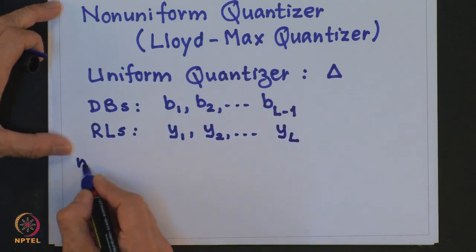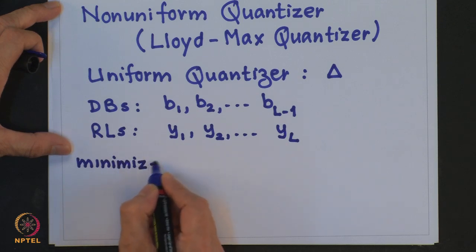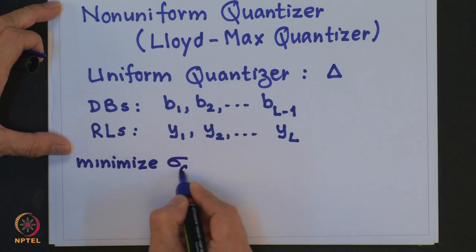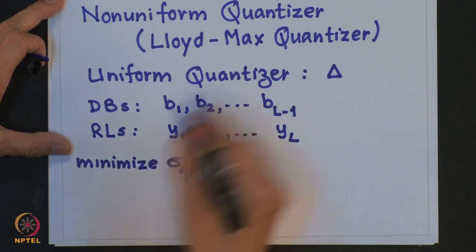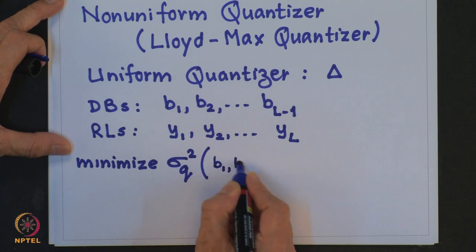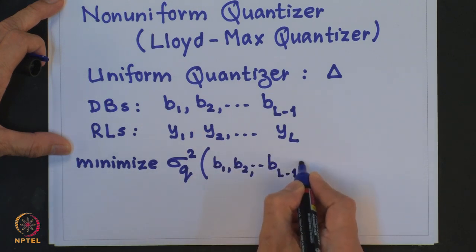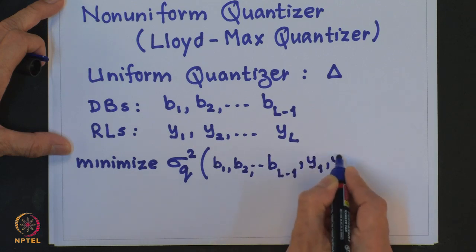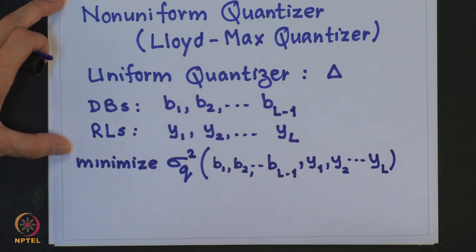So now we have to minimize our quantization noise, which is a function of the decision boundaries and also of the reconstruction levels. And we know that this can be written as follows.